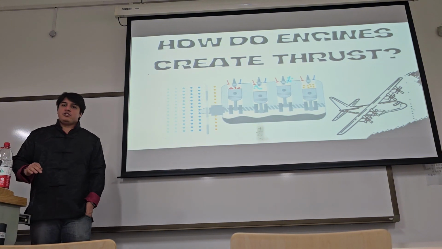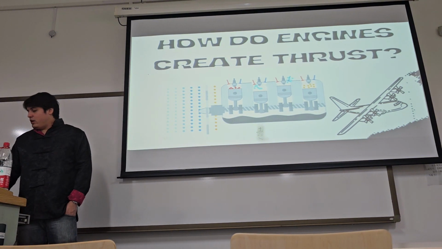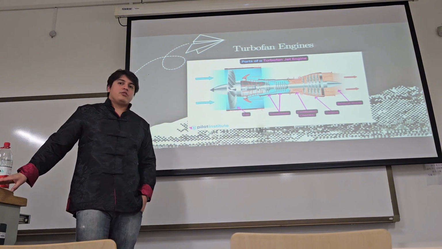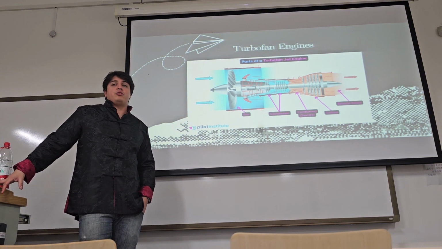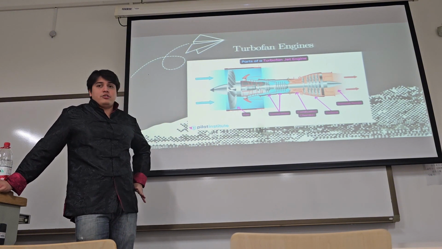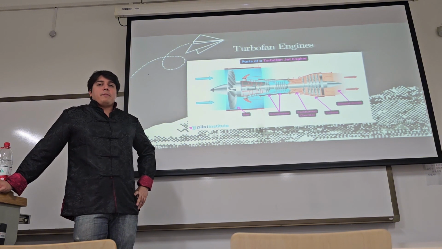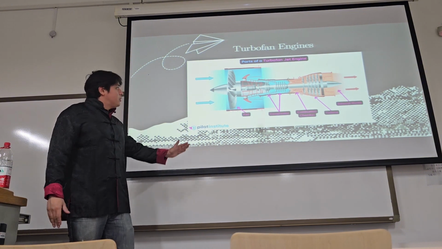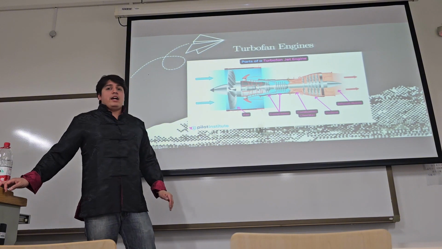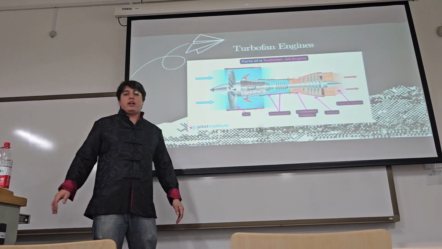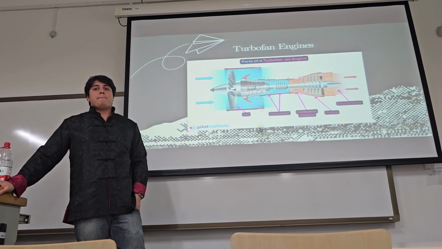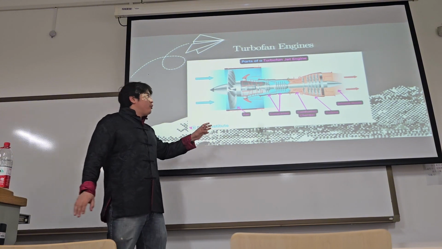So, different types of engines generate thrust. We have, for example, the turbofan engines, commonly used in commercial airplanes. These are the most commonly used engines. Turbofans combine a fan, which we can see here, with a jet engine. The fan at the front helps pull in and accelerate a large volume of air, producing additional thrust by pushing some of the air around the core of the engine.